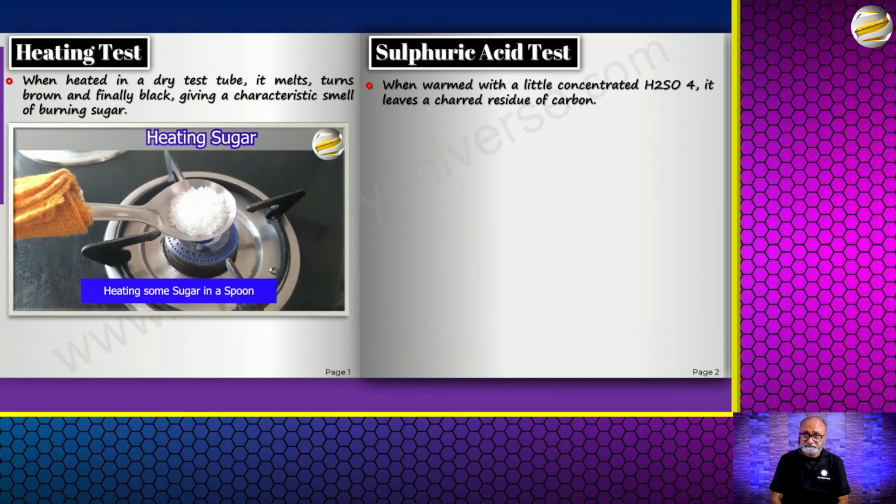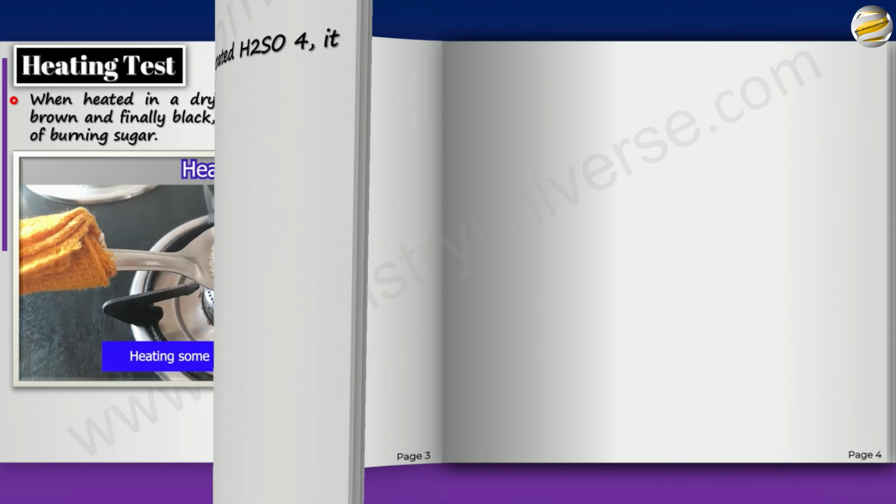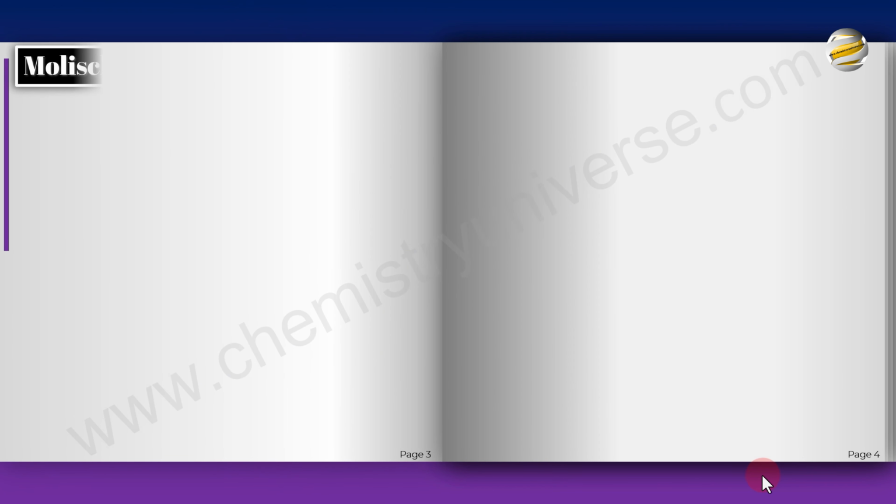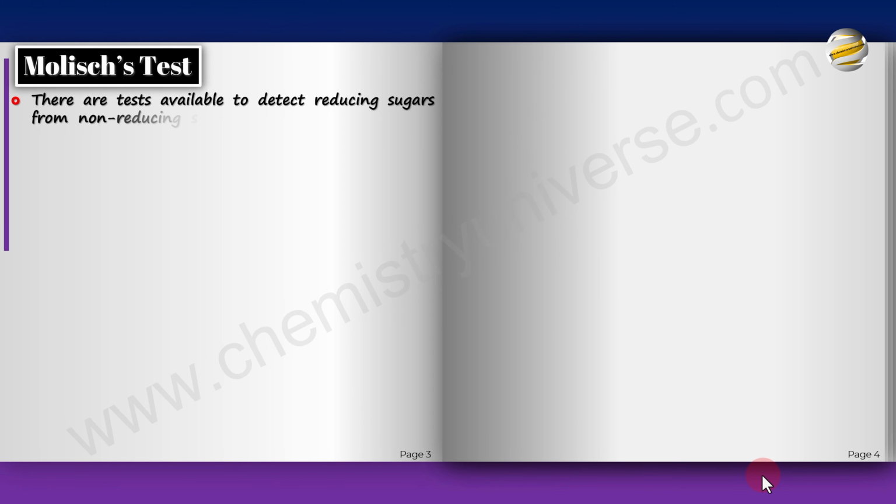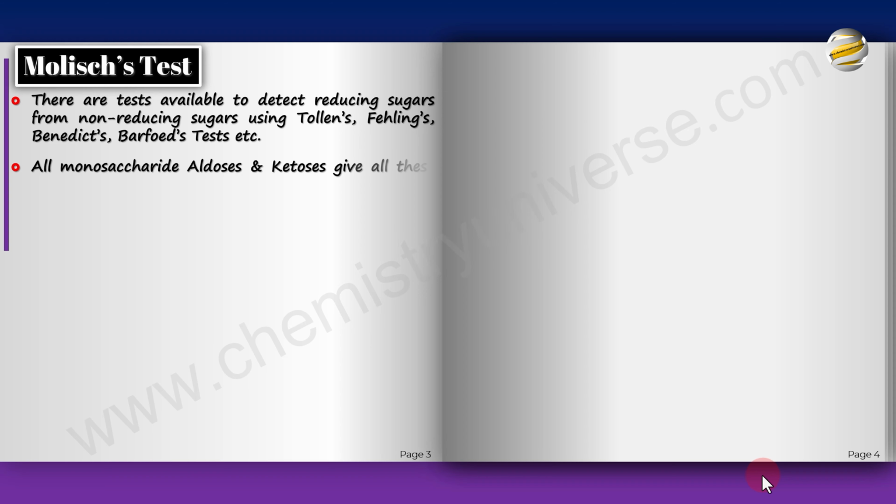Welcome back, and now let's look at the next one, which is called the Molisch test. Now there are several tests available for detecting and differentiating reducing sugars from non-reducing sugars. That is the Tollens, Fehling's, Benedict's and Barfoed's tests. These are only given by reducing sugars. All monosaccharides, that is aldoses and ketoses, give all these tests, though these tests are primarily indicative of the aldehyde group.